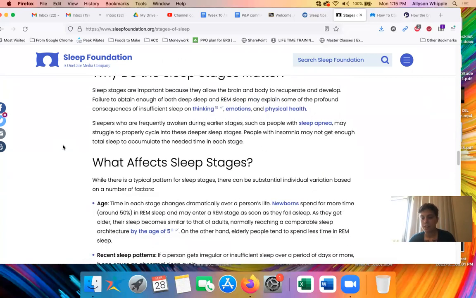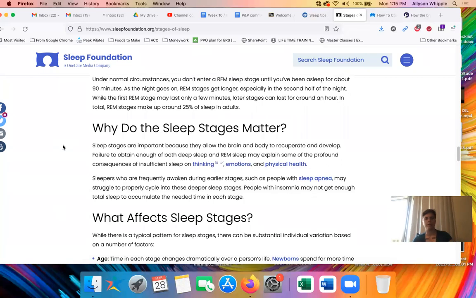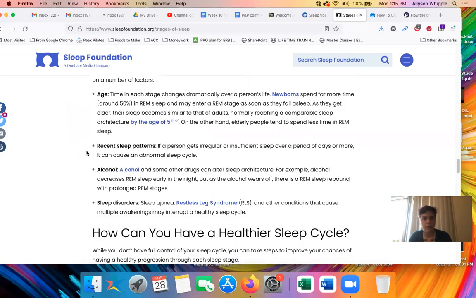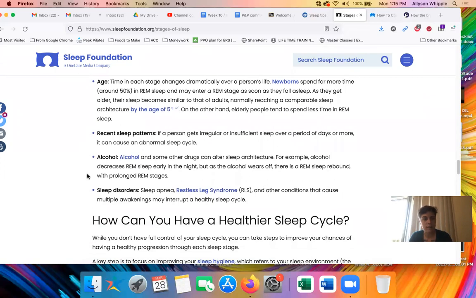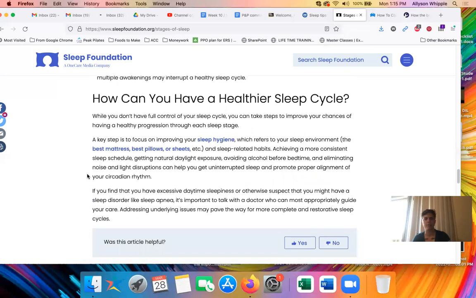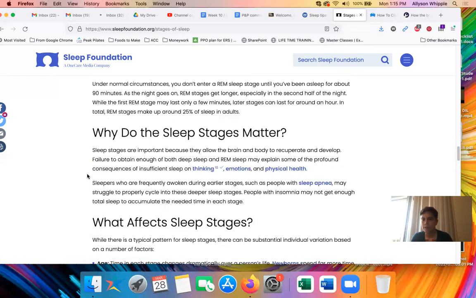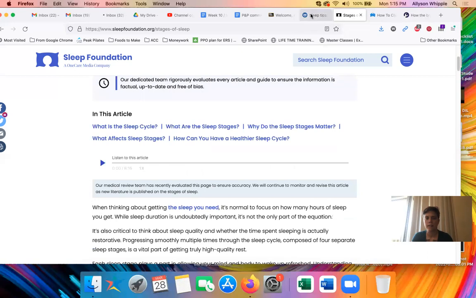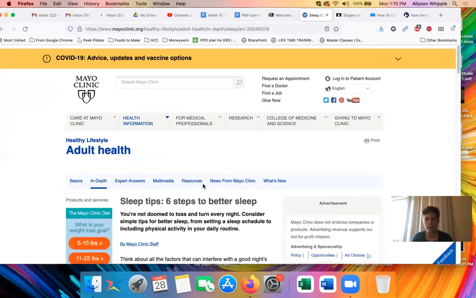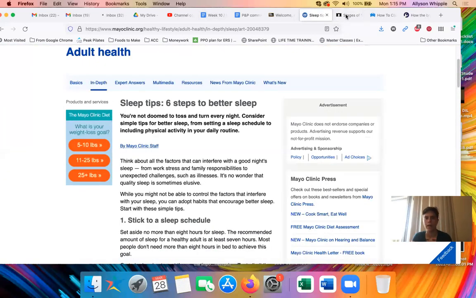And then again, this is long, so I'm not going to read the whole thing, but I'll link to it. Then we've got a section on why the sleep stages matter. We've got a list of what affects sleep, such as age, recent sleep patterns, alcohol, and sleep disorders. Then this does give suggestions for how to have a healthier sleep cycle. But I hope you can see the distinction, right? This doesn't tell you a lot about how sleep actually works. It tells you how to have better sleep. It doesn't tell you a lot about how it works.